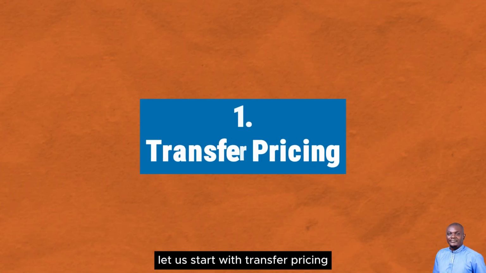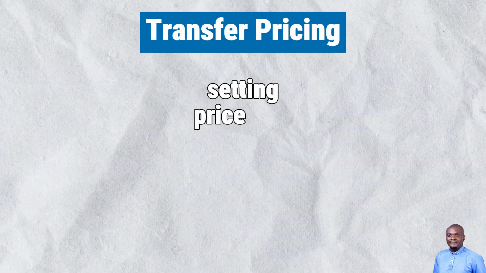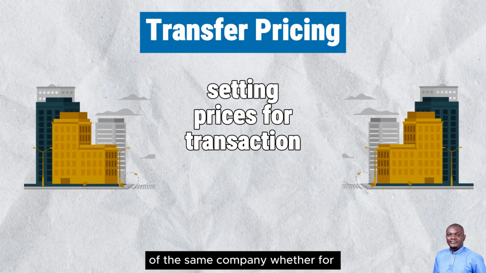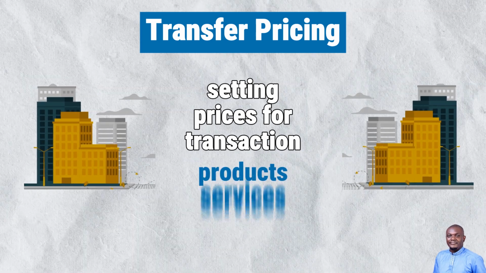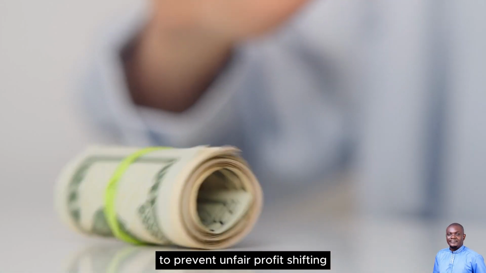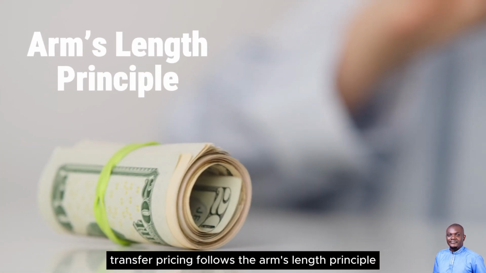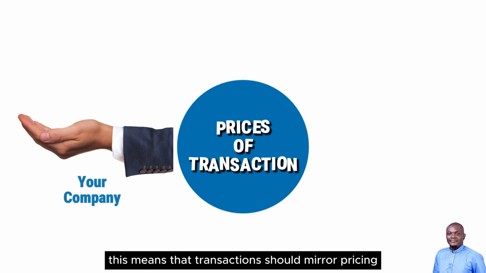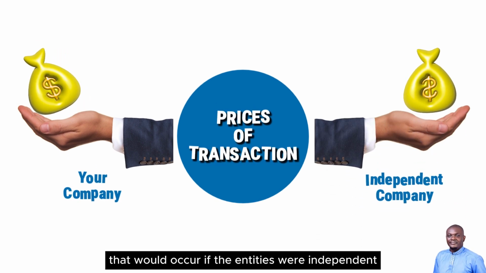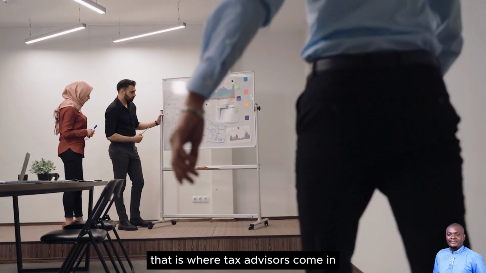Let us start with transfer pricing. Transfer pricing involves setting prices for transactions between different subsidiaries of the same company, whether for products, services, or intellectual property. To prevent unfair profit shifting, transfer pricing follows the arm's length principle. This means that transactions should mirror pricing that would occur if the entities were independent. That is where tax advisors come in.